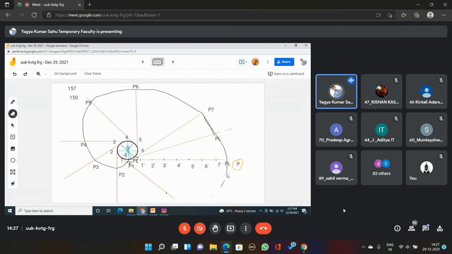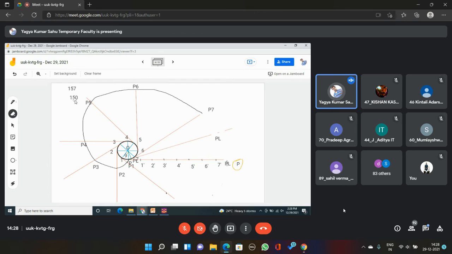Suppose the length of the string is less than the circumferential length. So we have taken the diameter of the circle equal to 50 mm. Now, the pi d length is coming 157 for that 50 diameter, and the length of the string is, suppose, 150. So find out the arc length for one division.